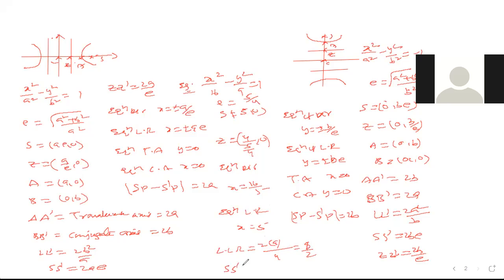What about SS'? 8. Nice. ZZ'? 2a by e, 5 by 4. Done. Now, there is one beautiful question in the objective section, and this is the question we would like to do.